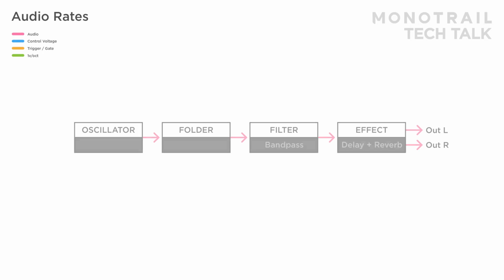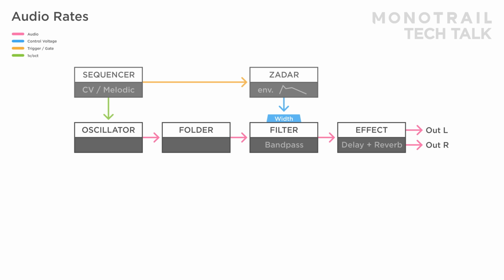Another usable aspect of this is that it's easy to use Zadar for all sorts of audio rate modulation. Here's the same simple voice again, but this time a bandpass filter is used. The sequencer is triggering an envelope, modulating the bandwidth.